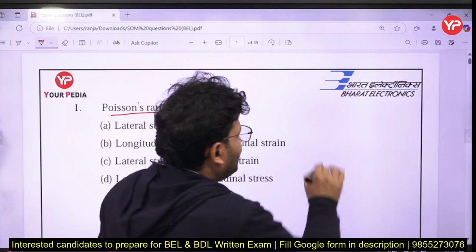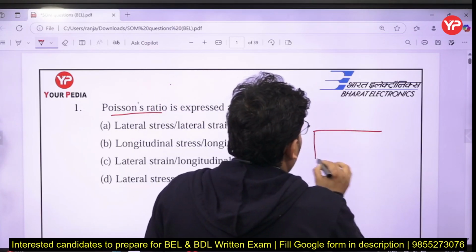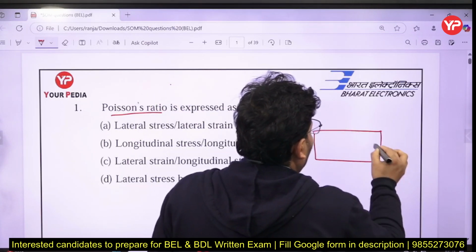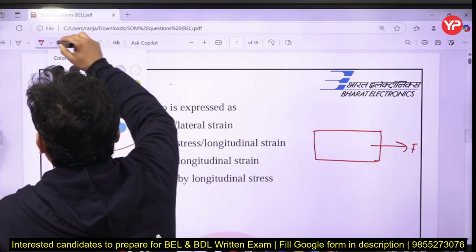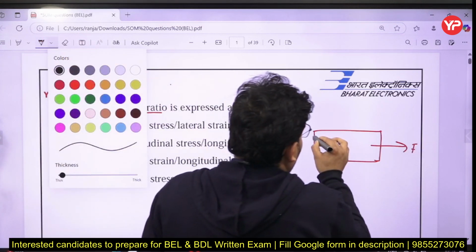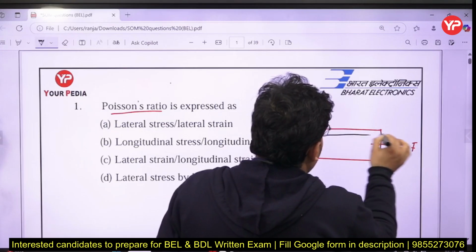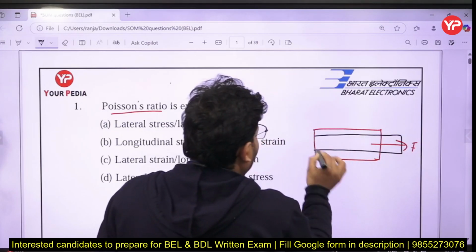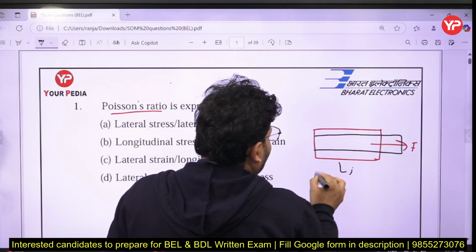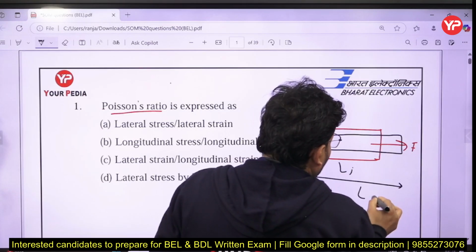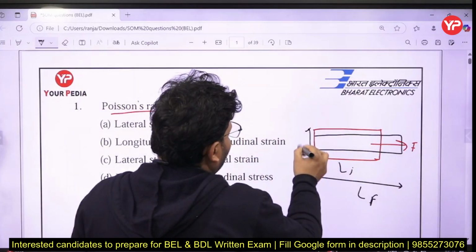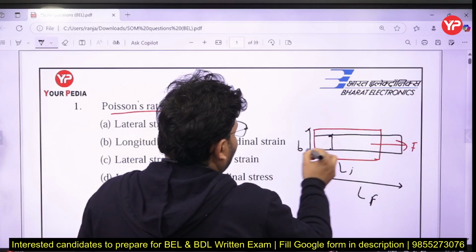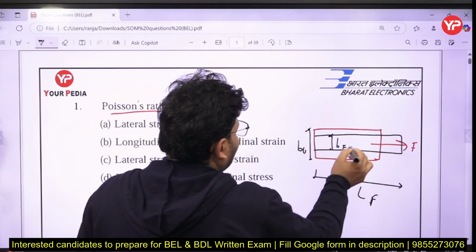Simply we can say, suppose this is one of the objects on which you are going to apply the force F. By application of that force, what will happen? The length of the object will increase. It will become something like that. Initially the length was Li and finally the length will be LF. Meanwhile, the initial width, let's assume B, is BI, and the final width is BF.